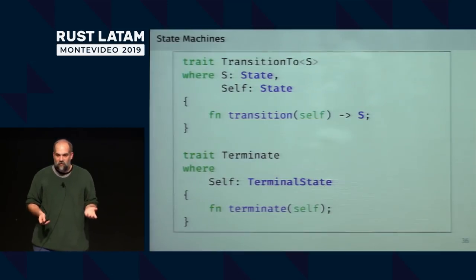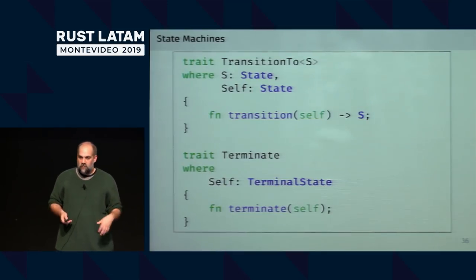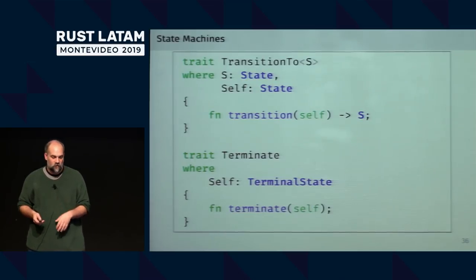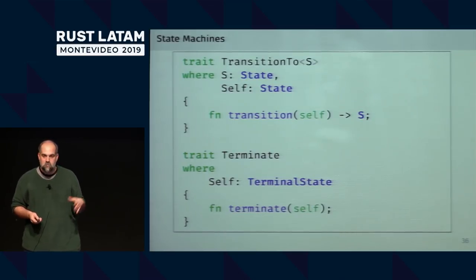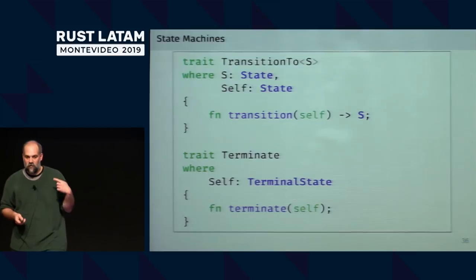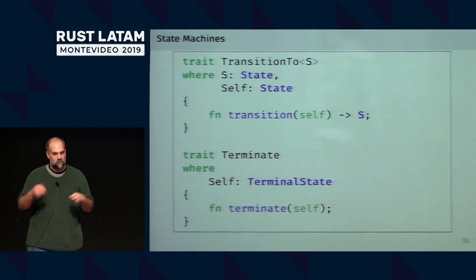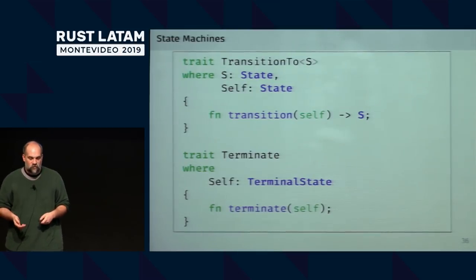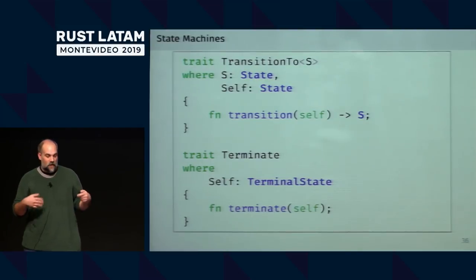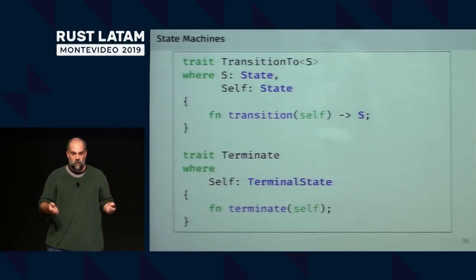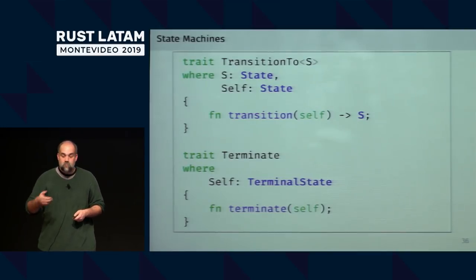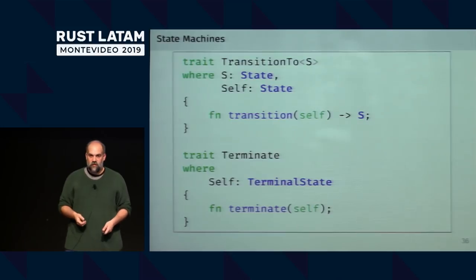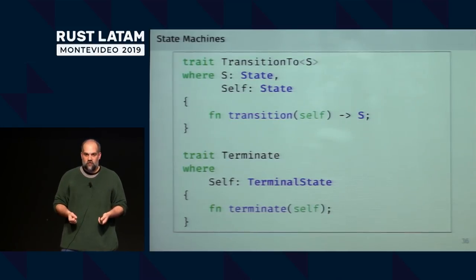But what I can do is write, for example, two traits, the first one being transition to S, another state. I express in the where clause that S needs to be a state. Self also needs to be a state, so I can make a statement about the type that this trait is going to be implemented on, and give that a function called transition. Transition will take the current state, actually owning and thereby destroying it, and return the next state. The other trait, terminate, can only be called on terminal states and just removes the state machine, calls it done.